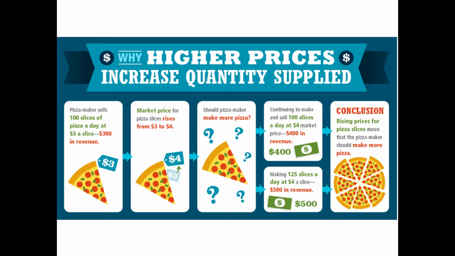Let's figure that out. Continuing to make and sell 100 slices a day at $4 will give them $400 in revenue. And making 125 slices a day at $4 a slice will bring in $500 in revenue. So here you see the law of supply at work. The rising prices for pizza slices means that the pizza makers should make more pizza.